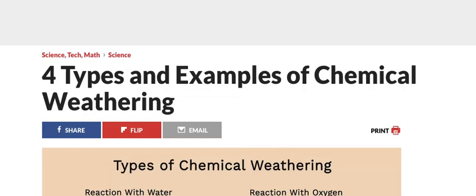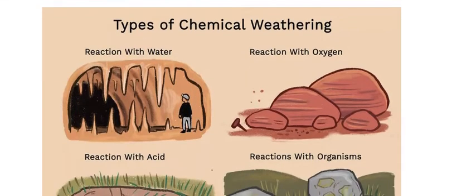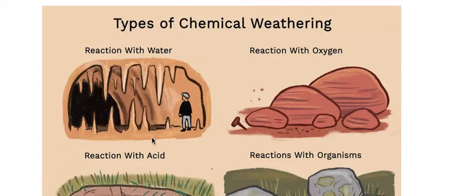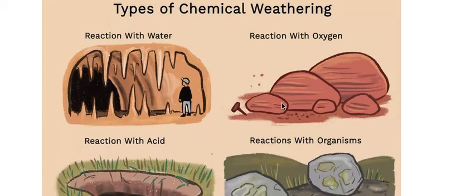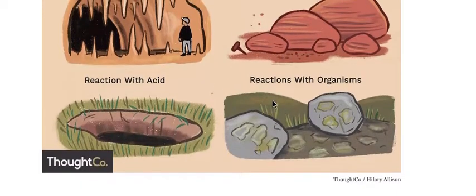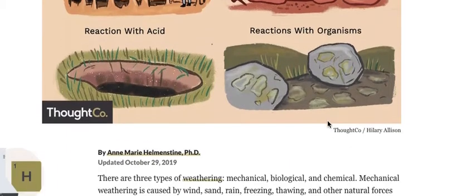And examples of chemical weathering. I really like this one. There's a reaction with water where you can see that there's dissolving going on. There's a reaction with oxygen where there's red iron going on. There's a reaction with acid where it literally got dissolved, the ground got dissolved. In reaction with organisms, which would be basically lichens and mosses around rocks.